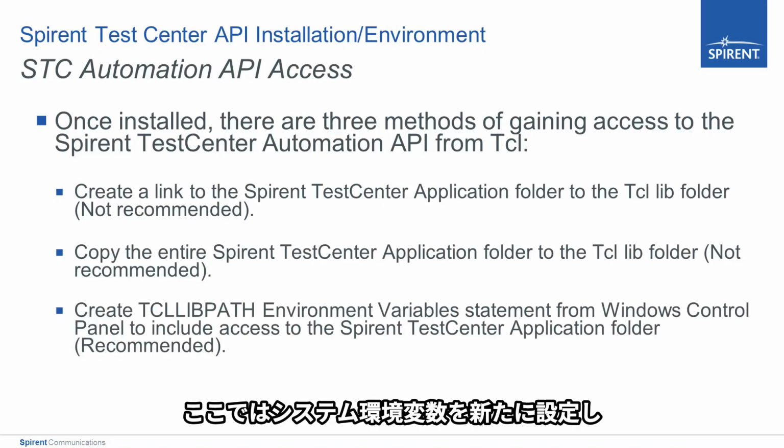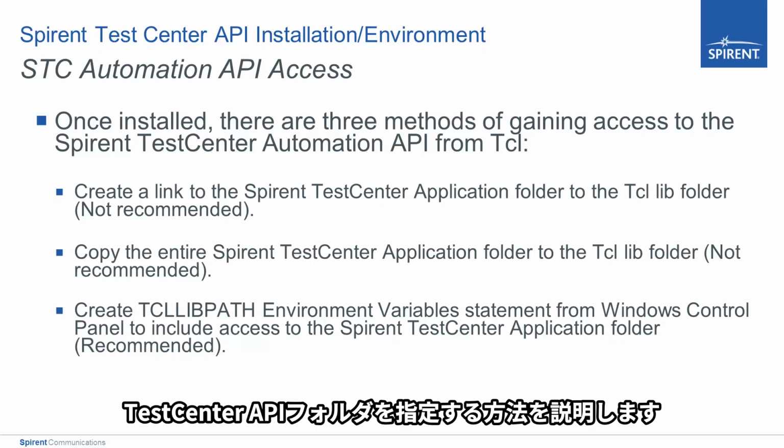Now, the best way to create access to the API from TCL is to create a TCLLIBPATH environment variable statement from the Windows control panel to include access to the Spirent TestCenter application folder. We'll take a look at this method in detail. The top two, we will not, since they're really not recommended methods. However, you could use them if you so choose.